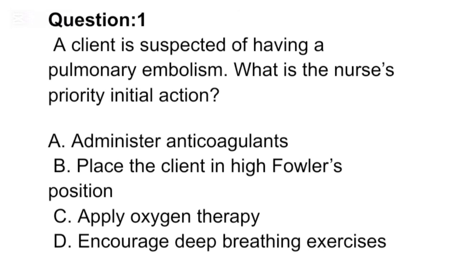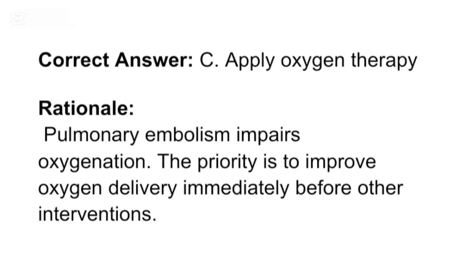Question 1. A client is suspected of having a pulmonary embolism. What is the nurse's priority initial action? A. Administer anticoagulants. B. Place the client in high Fowler's position. C. Apply oxygen therapy. D. Encourage deep breathing exercises. Correct answer, C. Apply oxygen therapy. Rationale. Pulmonary embolism impairs oxygenation. The priority is to improve oxygen delivery immediately before other interventions.